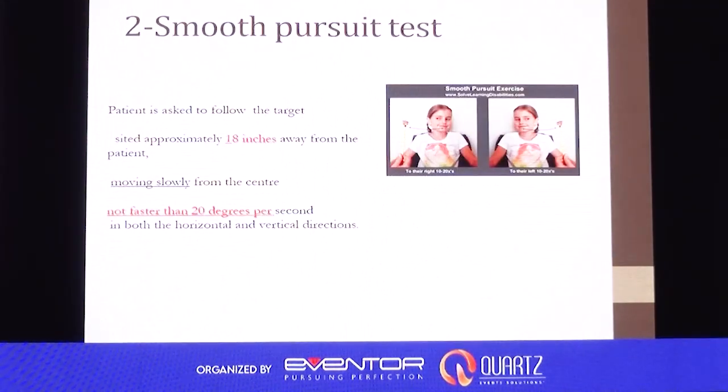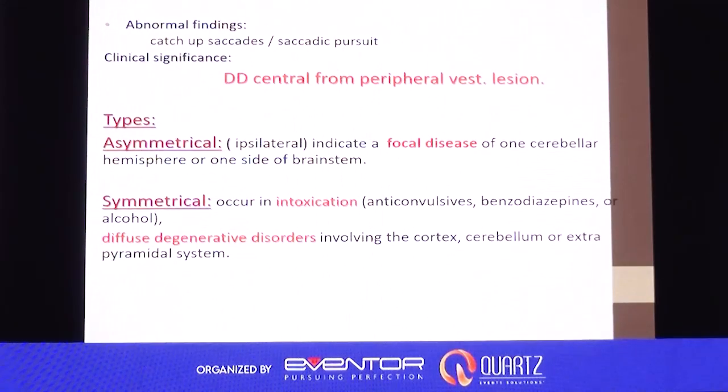The next test in the oculomotor test battery is the smooth pursuit test, which is known as the tracking test. The patient is asked to follow a target placed approximately 18 inches away from the patient and moving slowly from the center, no faster than 20 degrees per second, in both horizontal and vertical directions. Normally, the patient can track it smoothly, but abnormally I find what is known as catch-up saccades or saccadic pursuit. Also, it is a red flag, as it differentiates central from peripheral vestibular lesions. The classification of gaze-evoked nystagmus: it may be symmetrical, occurring in two directions, or asymmetrical, occurring only in one direction, which indicates a focal lesion.